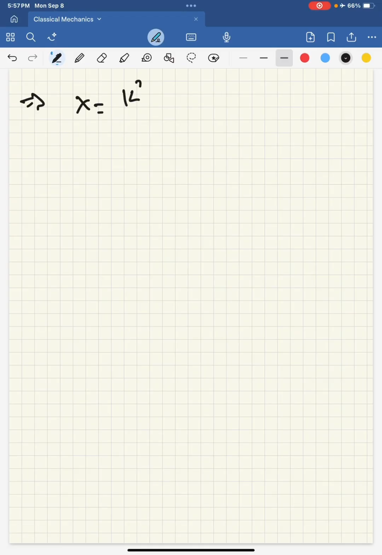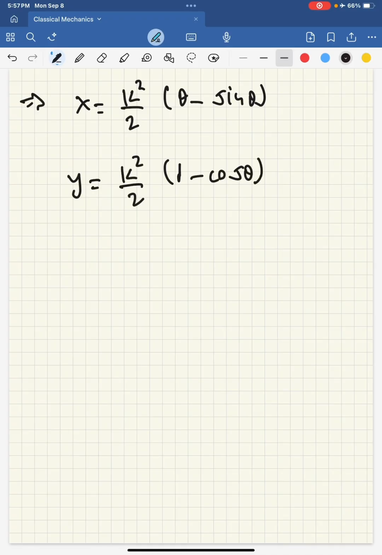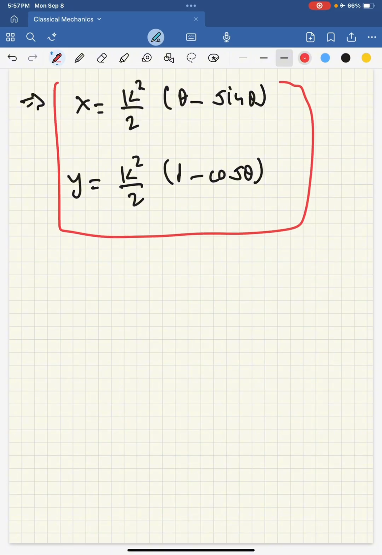x is k squared over 2 times theta minus sine theta, and together with y equals k squared over 2 times 1 minus cosine theta. These two equations over here give you the cycloid. These are the parametric equations of a cycloid. I don't want to plot this. There are many videos on YouTube, and you can Google it and find what the cycloid looks like.